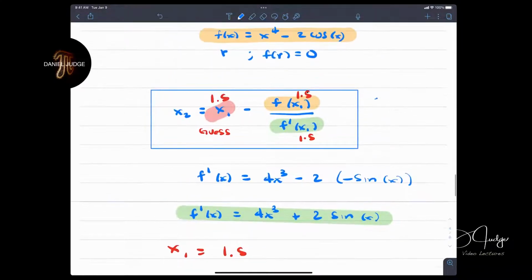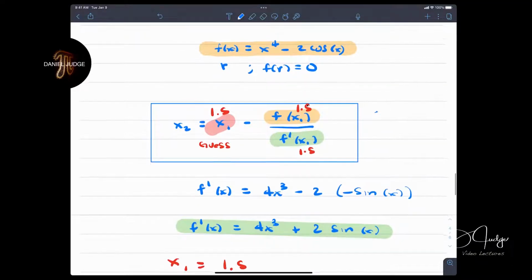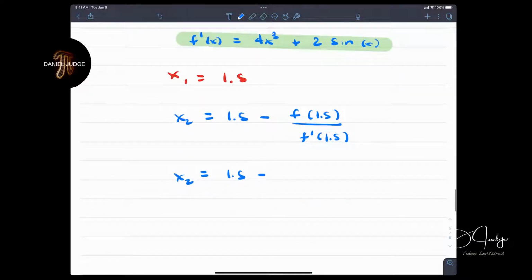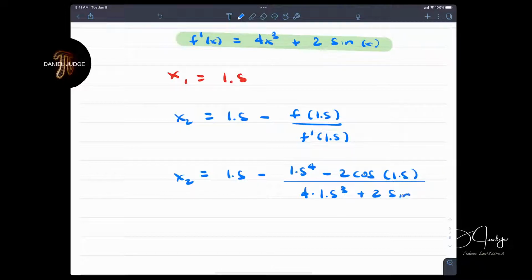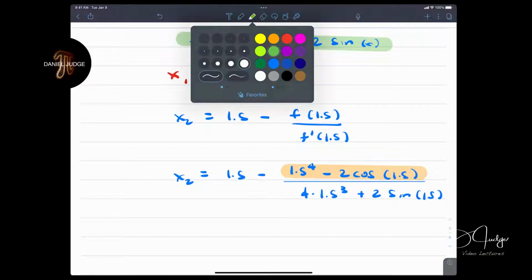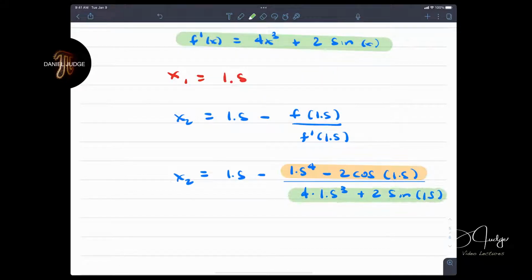Our f function is x to the fourth minus 2 cosine x. So this will be 1.5 to the fourth minus 2 cosine of 1.5. The derivative is 4 times 1.5 cubed plus 2 sine of 1.5. So here's the function, here's the derivative, here's our initial guess. And let's make sure that's a 1.5.